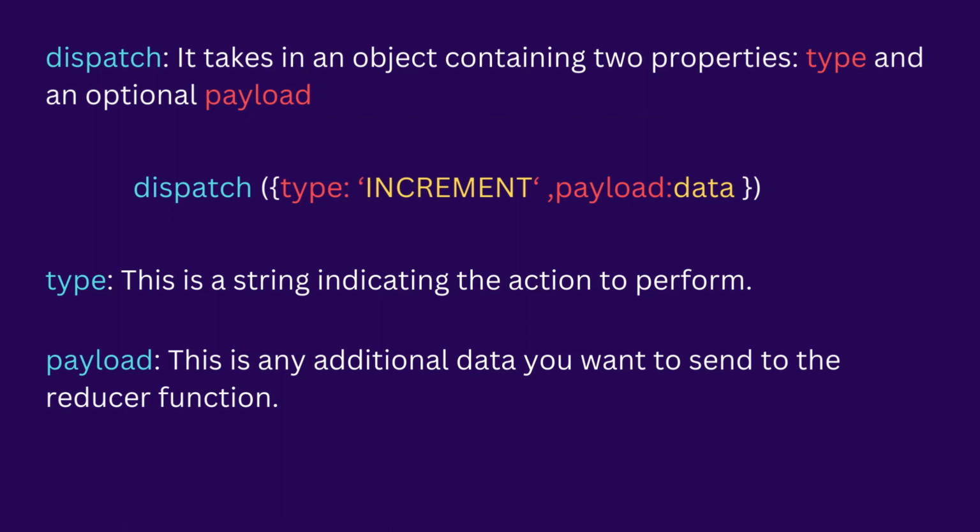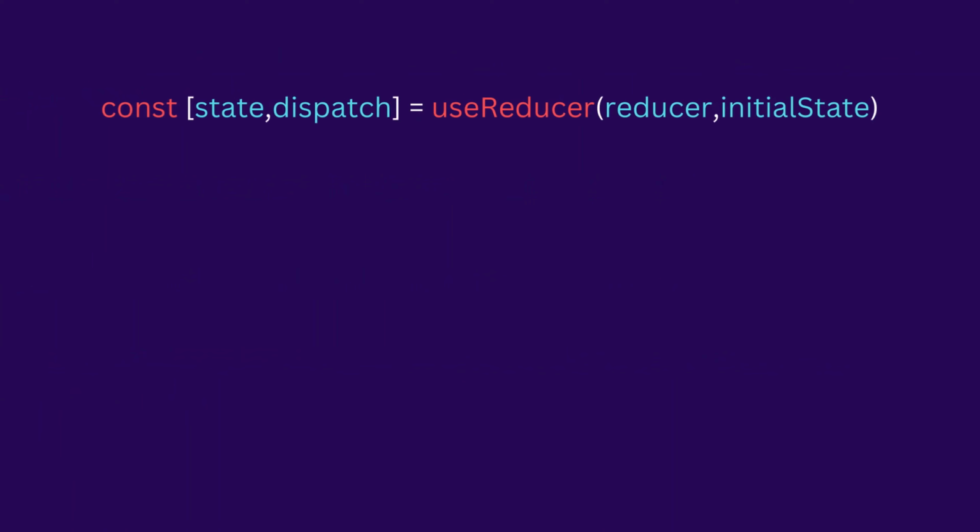Now let's explore a shorter form and a commonly used syntax for the useReducer hook. This is directly or immediately destructuring the array after calling the useReducer hook. It looks something like this.